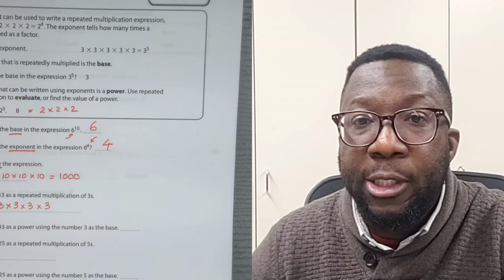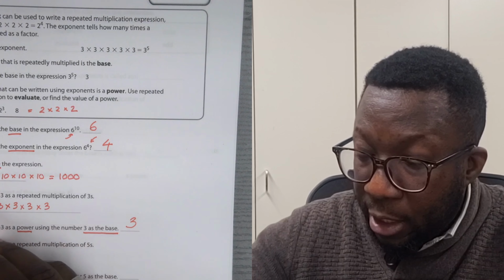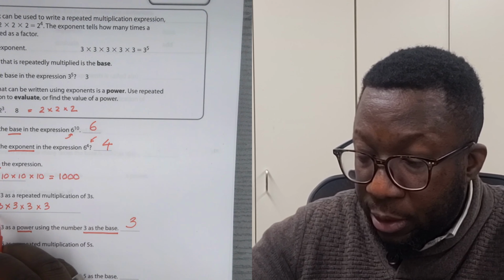But now, how would we write 243 as a power using 3 as the base? Well, 3 is our base. And we saw 1, 2, 3, 4, 5 3s. So 5 would be our exponent.